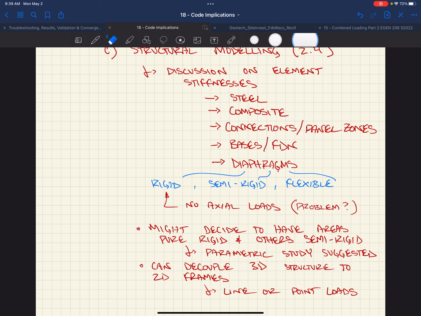It's worth a read to read through this. If you're ever modeling a seismic lateral force resisting system, okay, and you're going to devise a model, read this section. Read about structural modeling when it comes to steel, okay? They have a lot of things to say. 2.4 in the seismic design manual, right?